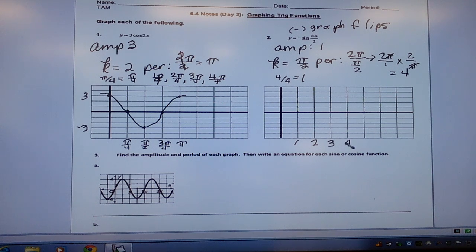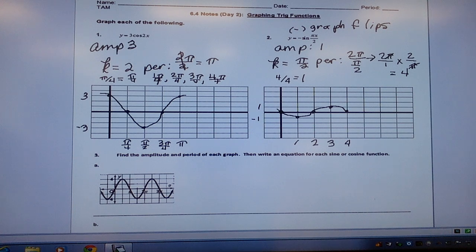Notice our last point is also our period. For the sine function, since our amplitude is 1, it goes from negative 1 to positive 1. And remember, it flips because of the negative sign. So we'll have 0, min, 0, max, 0. And draw your function. All right, so that was some review.